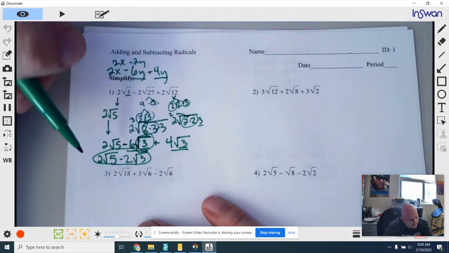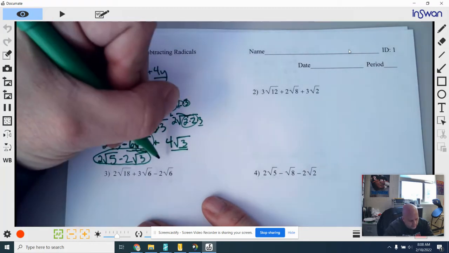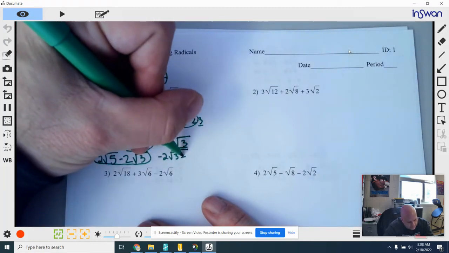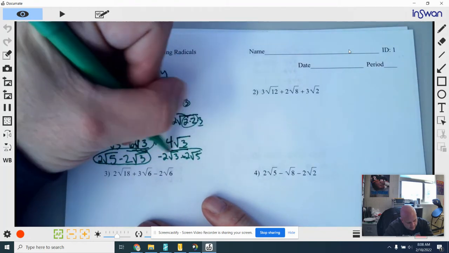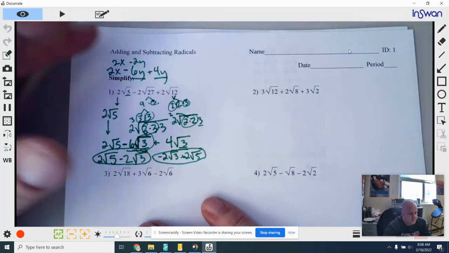Honestly, it doesn't matter how you write it. You could flip it around. You could say negative 2 root 3 plus 2 root 5 as well. Either way is perfectly acceptable.